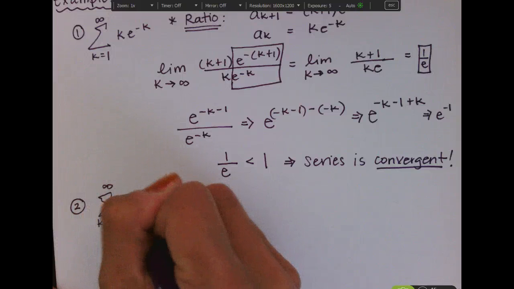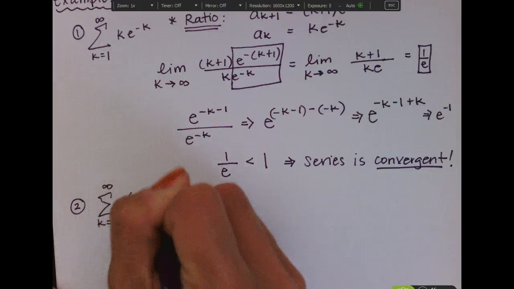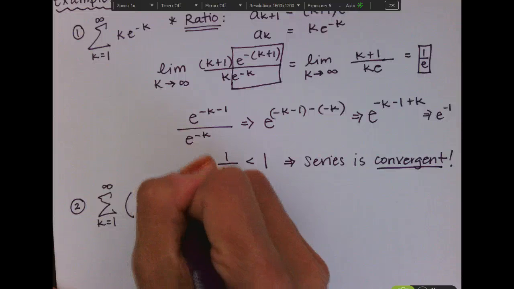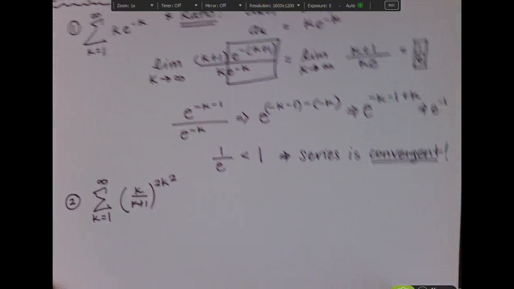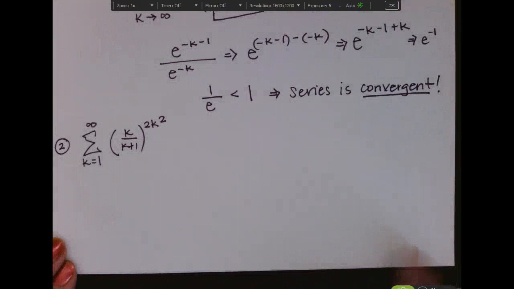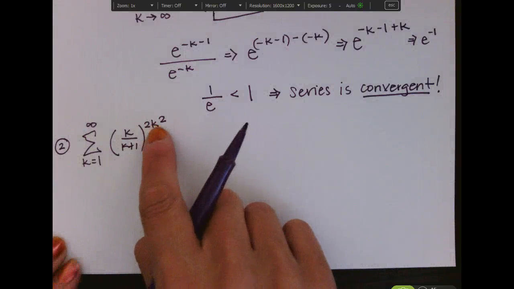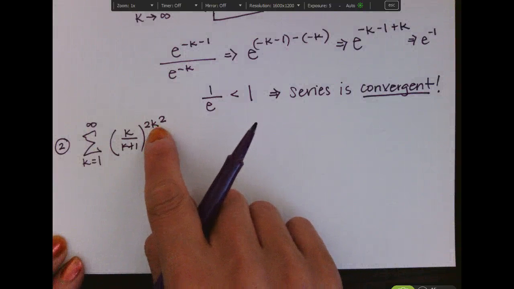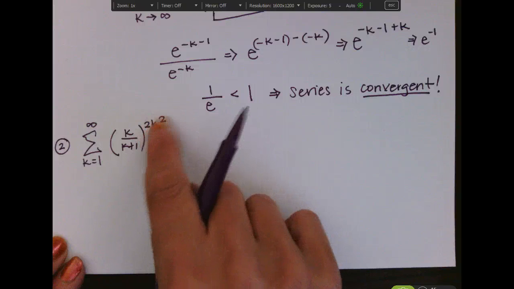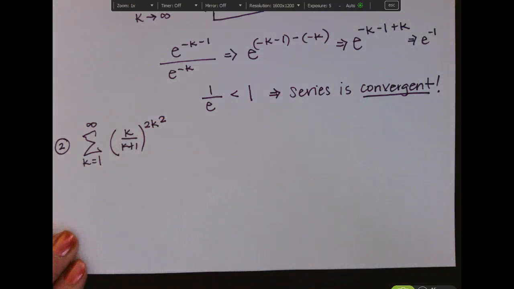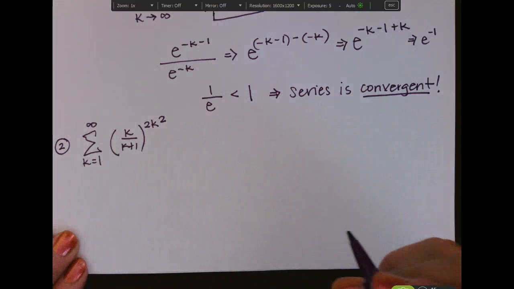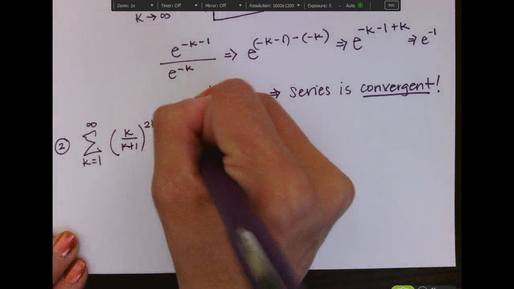And what we're going to work with is k over k plus 1, all raised to the 2k squared power. So notice I have a power of k, and if I were to take the kth root of that, it's going to decrease that power, which is really nice. So let's first of all calculate p.